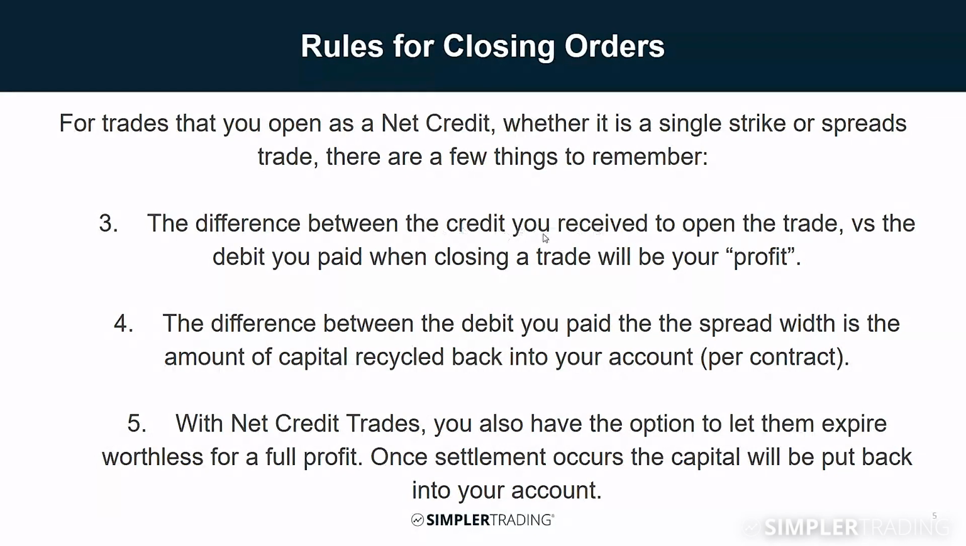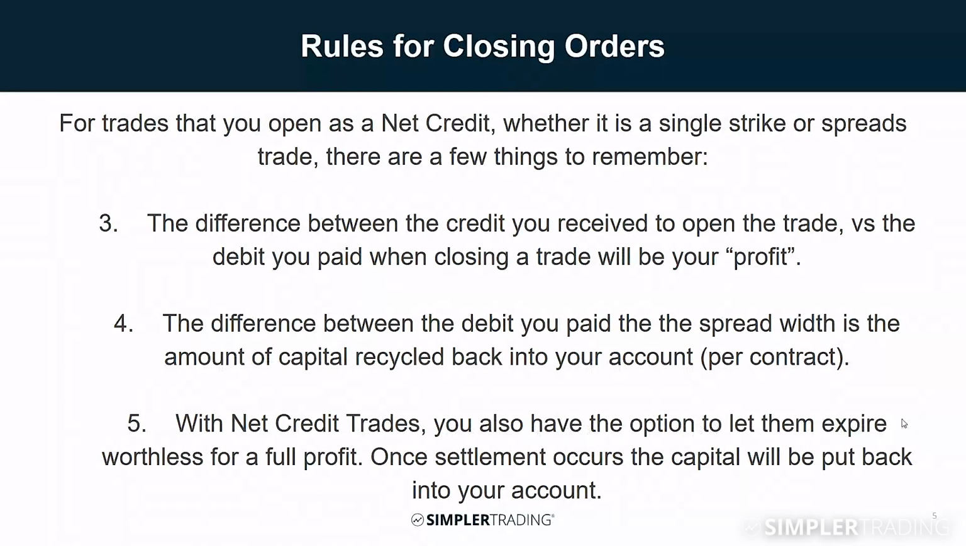Well, my original risk was $2, right? Because it was a 5-point spread. I opened it for a $3 credit. The difference there is $2. Now that I'm paying it back for $1.50, I'm bringing $3.50 of capital back into my account. Once again, that's that $2 of capital I put into the trade plus the $1.50 of profit I locked in on it.